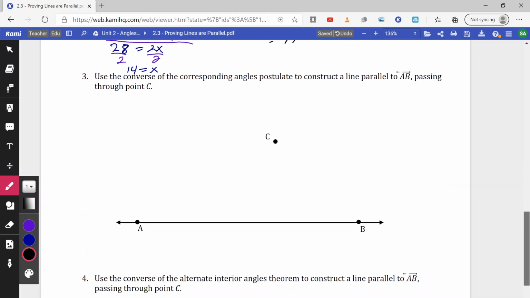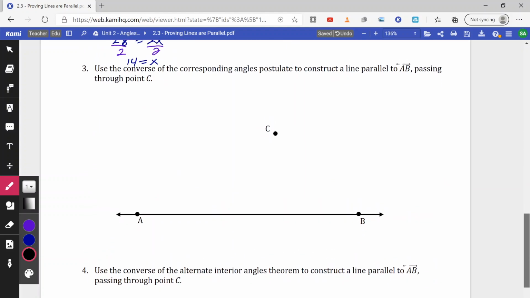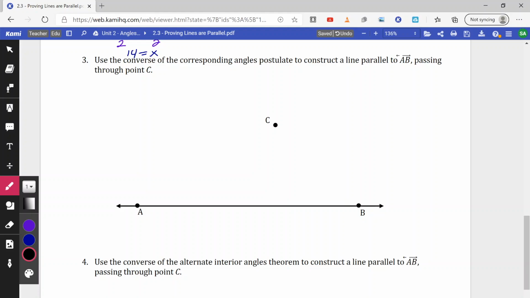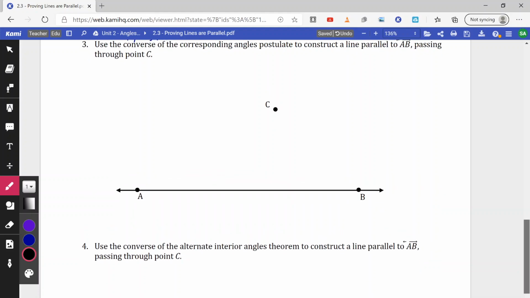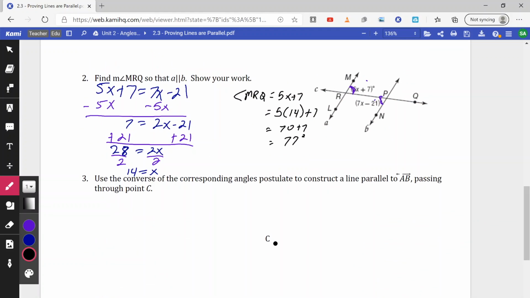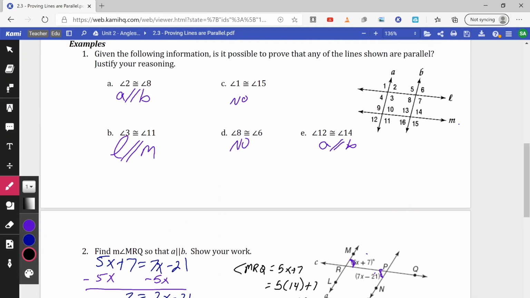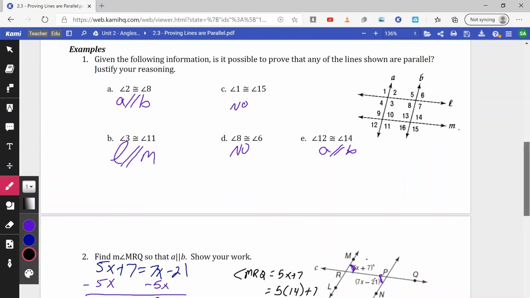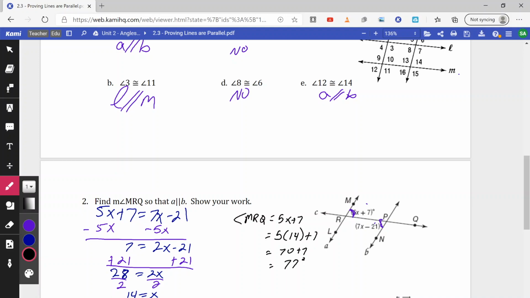Now the next two are constructions, so I'm actually going to make a different video because I don't have a compass and a ruler to use, so I'm going to make a second video for 3 and 4. But the first two problems use angle relationships to prove or show that we have two different sets of parallel lines.